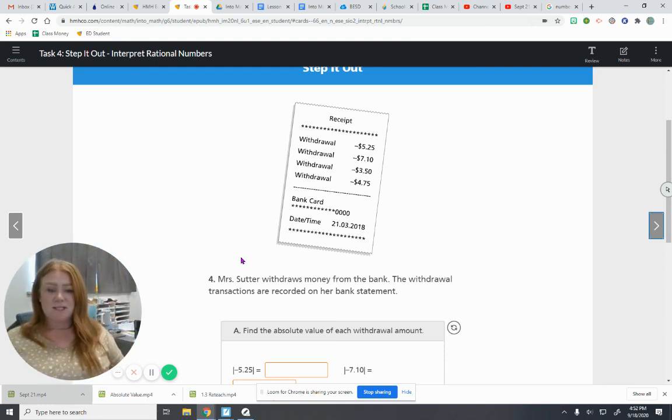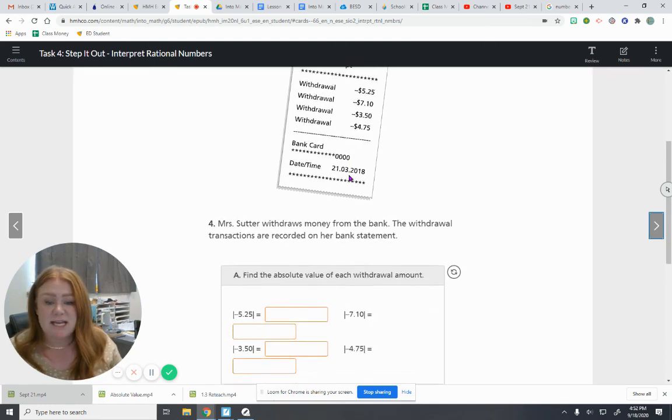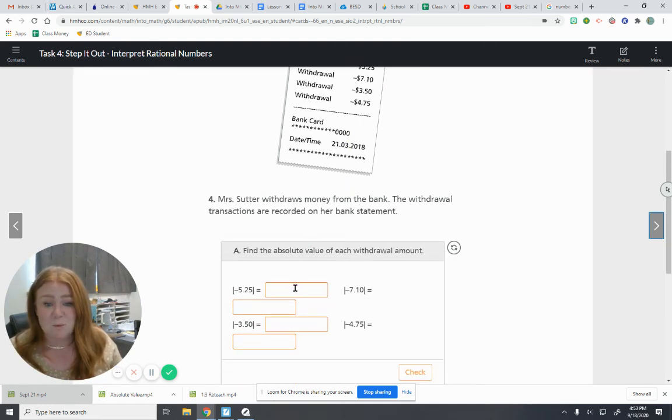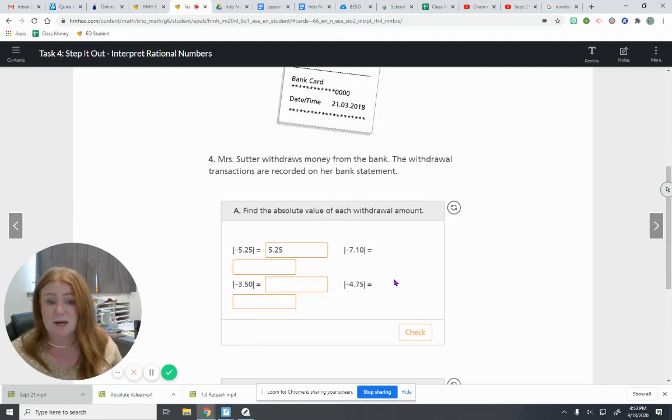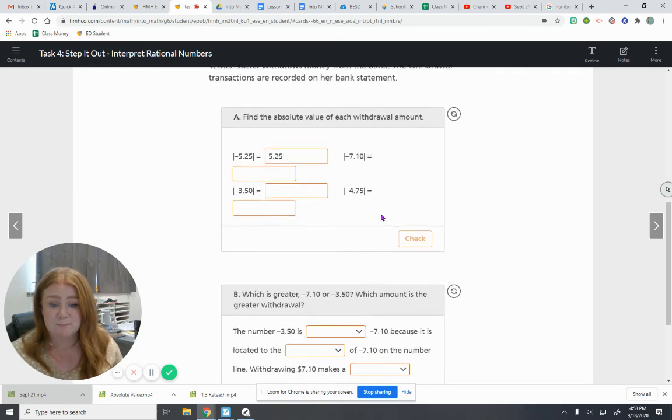So Mrs. Sutter withdraws money from the bank. So withdraw means taking away. And the transactions are recorded on her bank statement. So we're going to find out how much money she actually got. So to her bank account, it does look like a negative amount, but then she now has that positive amount. So if she took out $5.25 from her bank account, she now has $5.25 in her pocket. So go ahead and see if you can tell me what those absolute values are of her withdrawal amounts.